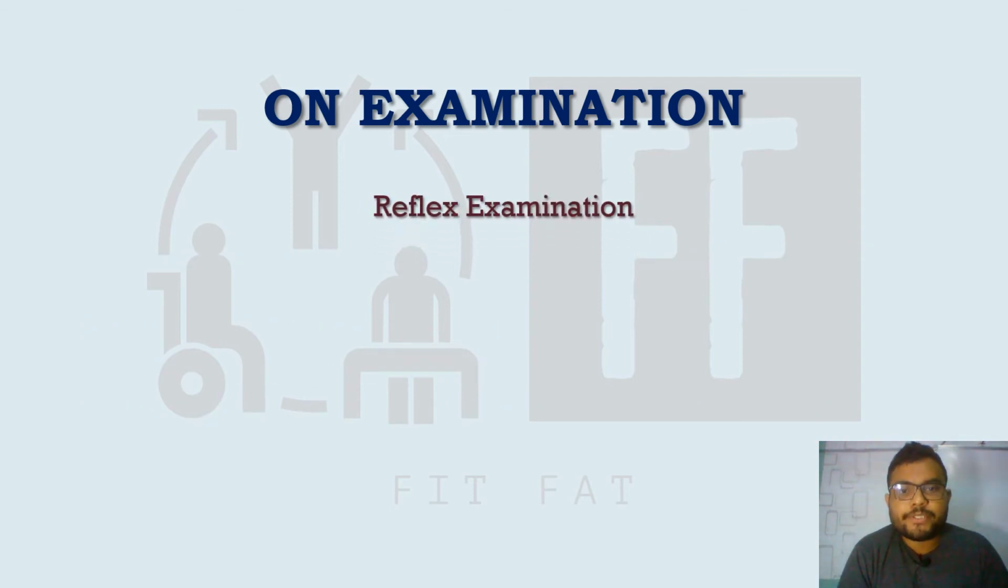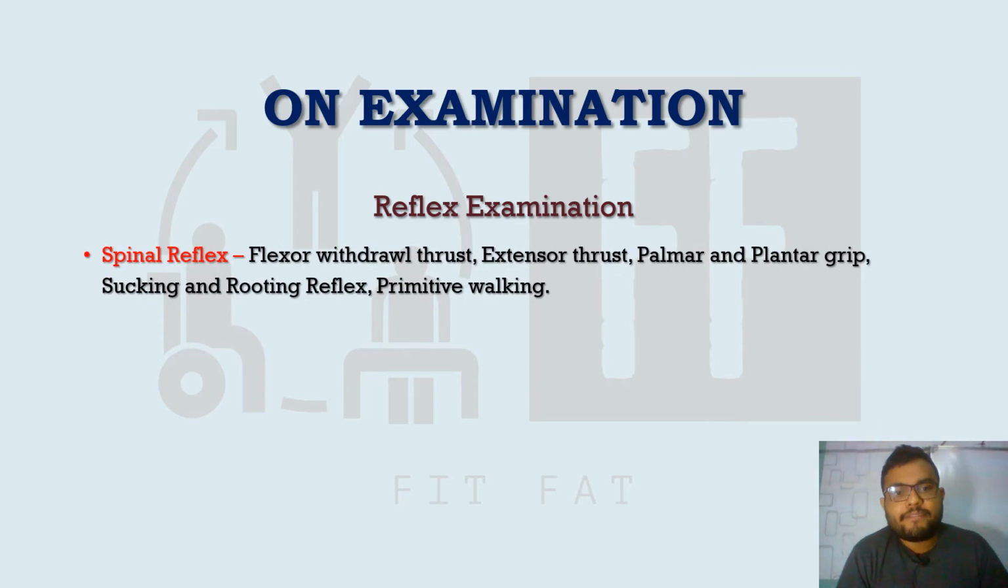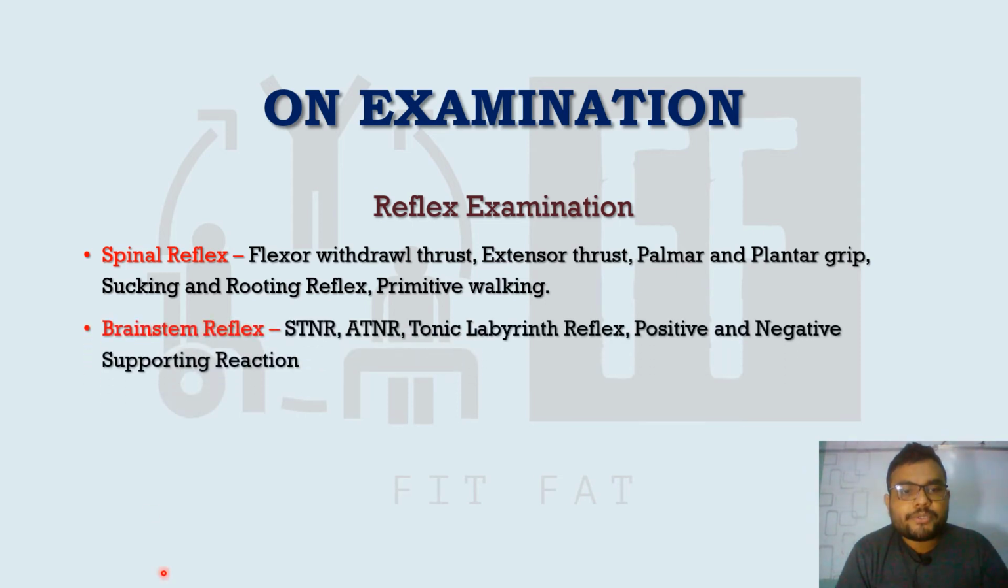Okay, so now you need to check the reflexes. Under this, first you need to check the spinal reflexes, which includes the flexor withdrawal thrust, the extensor thrust, the palmar and plantar grip, the sucking and rooting reflex, and the primitive walking. Then you need to check the brainstem reflex, which includes the STNR, that is the symmetric tonic neck reflex, the ATNR, that is the asymmetric tonic neck reflex, the TLR, that is tonic labyrinth reflex, positive and negative supporting reaction.